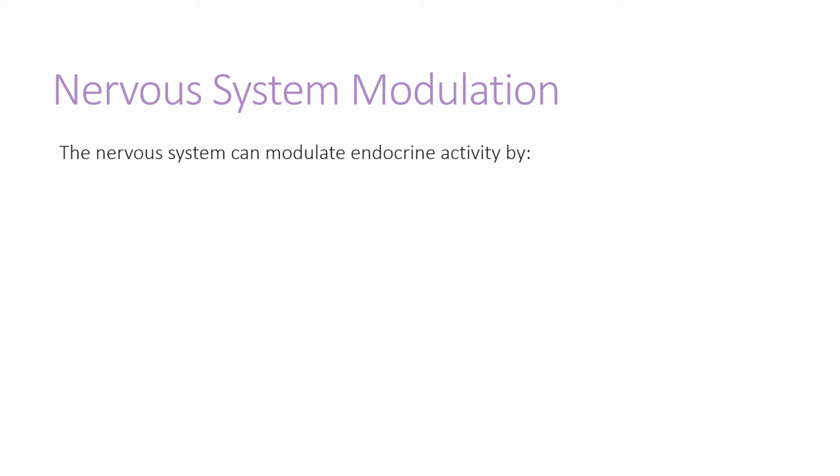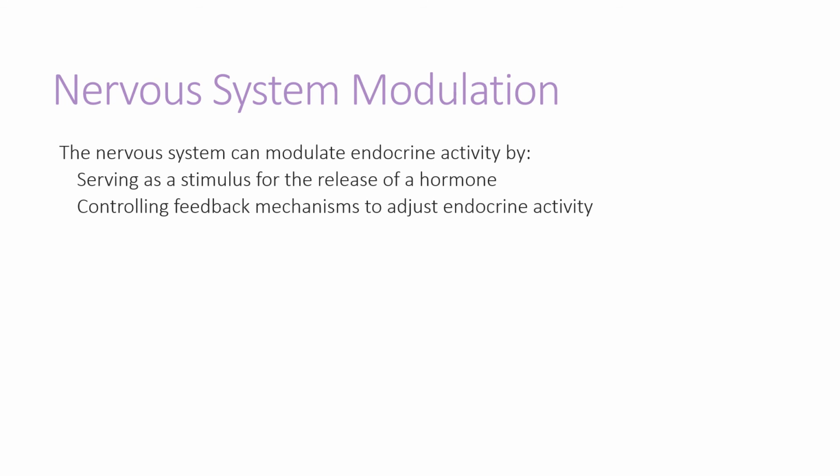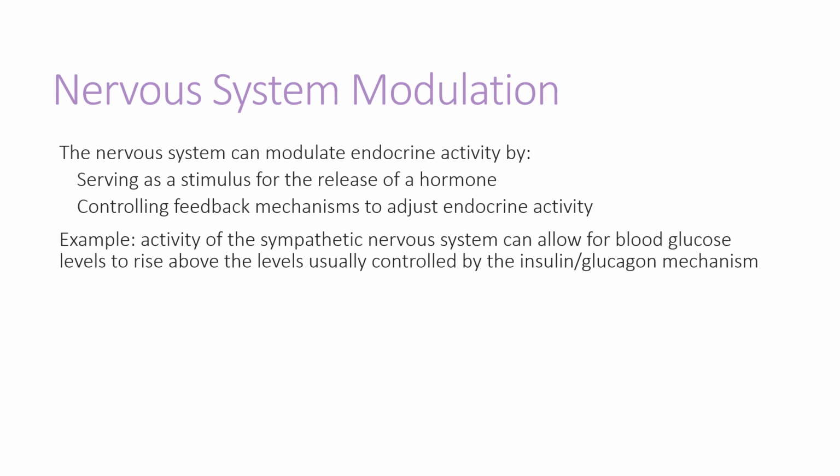The nervous system can modulate the endocrine system activity by serving as a stimulus for the release of a hormone. We mentioned neural stimuli earlier, but also helping in controlling feedback mechanisms to adjust endocrine activity. For example, the activity of the sympathetic nervous system can allow for blood glucose levels to rise above the levels that are usually controlled by the insulin-glucagon mechanism, allowing for an adjustment of blood sugar levels outside of what would be considered normal if it was only being controlled by the endocrine system.